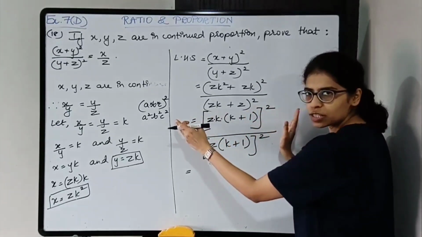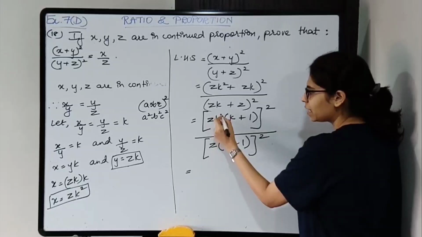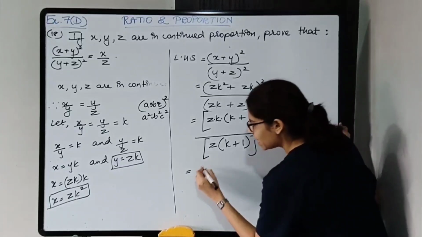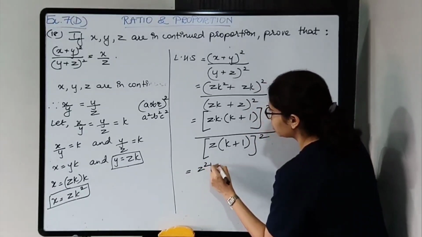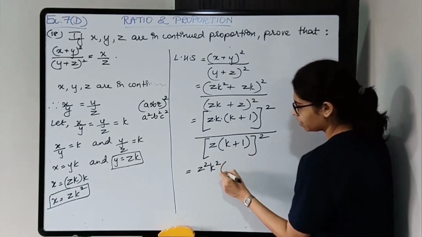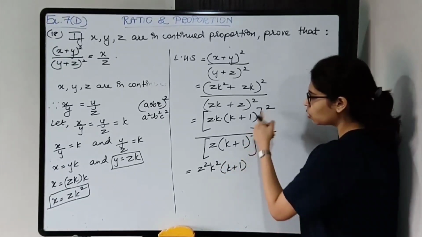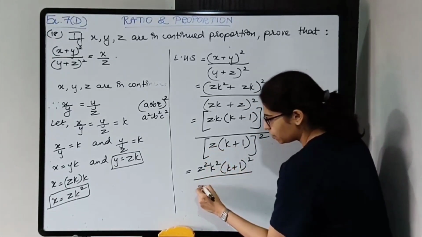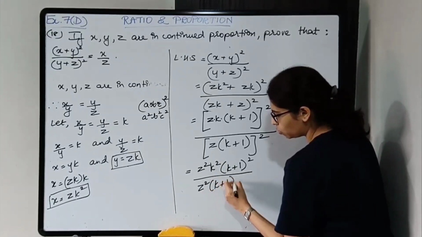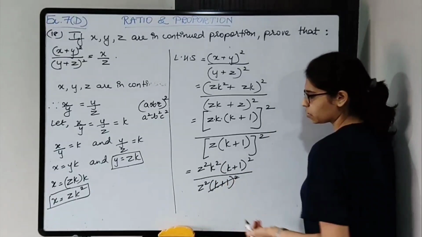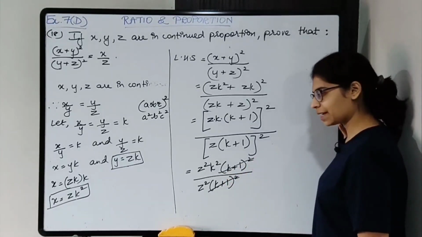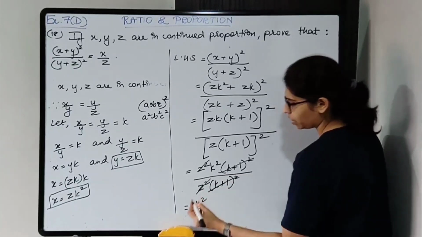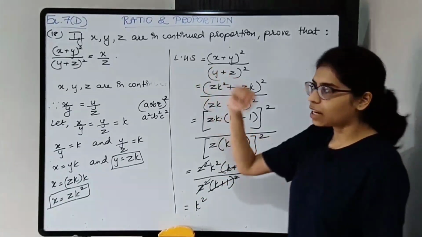So when you are opening the box bracket, z का square हो जाएगा, k का square हो जाएगा and k plus 1 the whole का square हो जाएगा. ठीक है? So z squared, k squared and k plus 1 the whole ka square. Same thing over here. z will be squared and k plus 1 the whole ka square. k plus 1 the whole square, k plus 1 the whole square, cancel हो गया. z square cancelled. So you're left with k square. So we are not getting RHS directly.